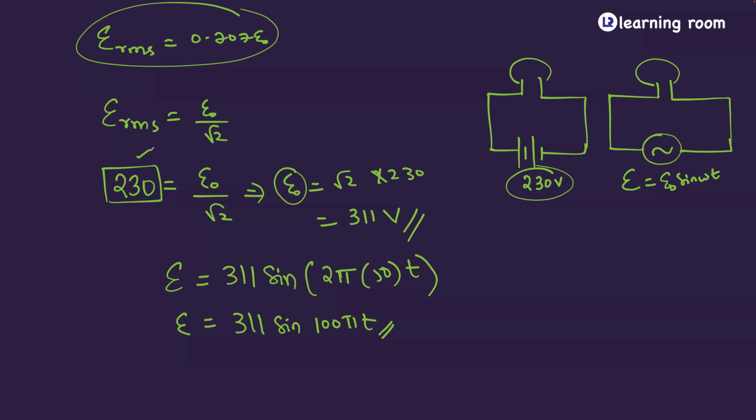E naught is the peak value. It can be the minimum value also, but that's not how you write it. Depending on what the value of time is, that will change as plus 311 or minus 311. Are you able to understand? Now you got some perspective of what that RMS value is. RMS value means it should create the same amount of intensity.